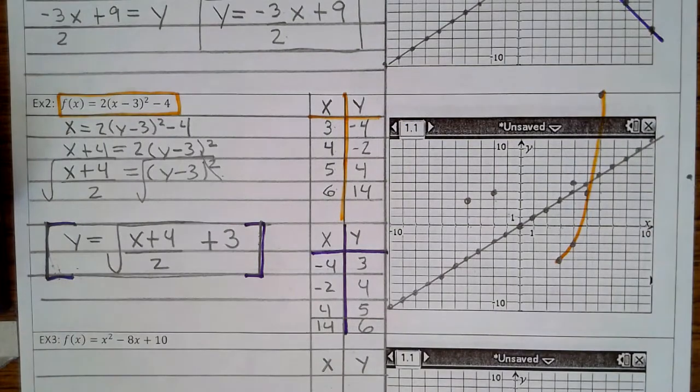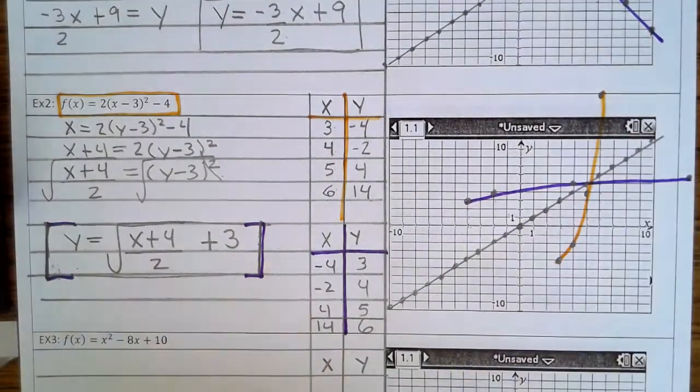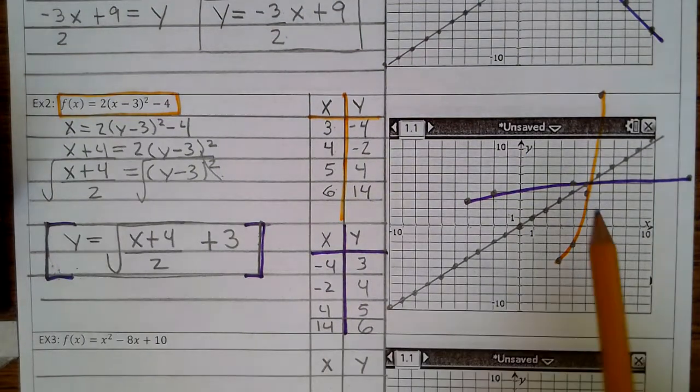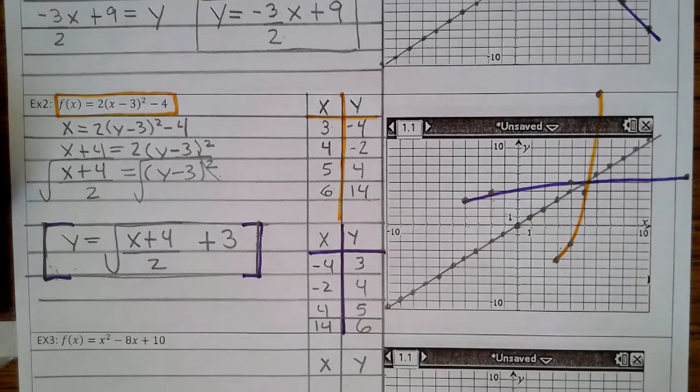All right, you can see here that they reflect over the y equals x line, so they're inverses. Go ahead and finish up example 2. All right, now example 2 is complete. Let's take a look at example 3.